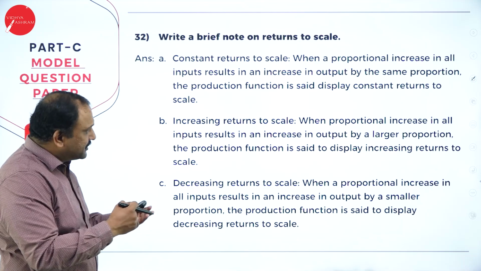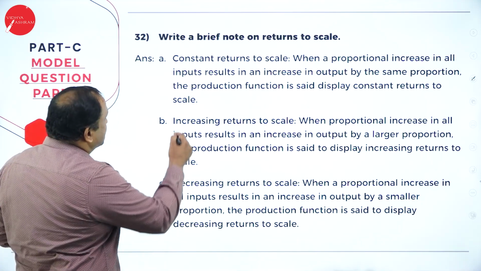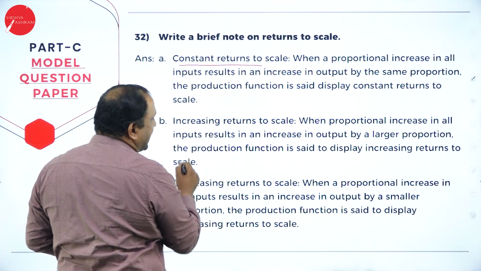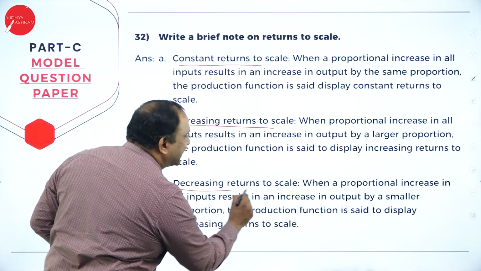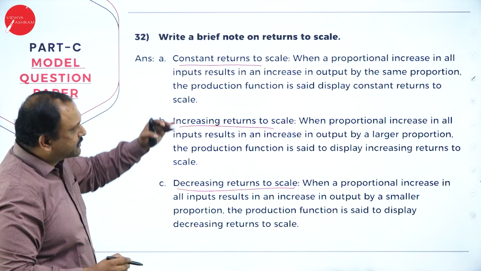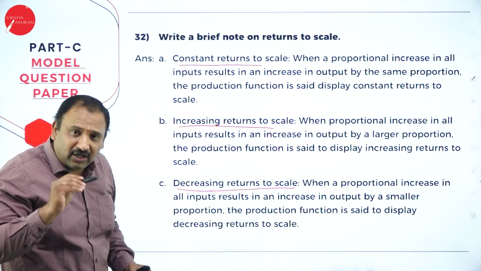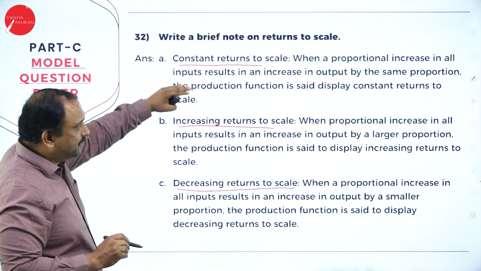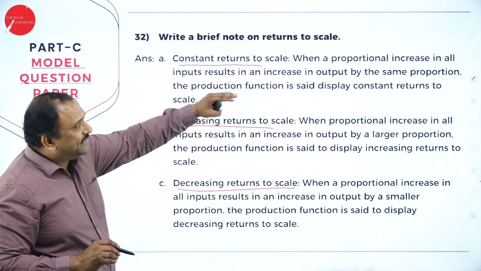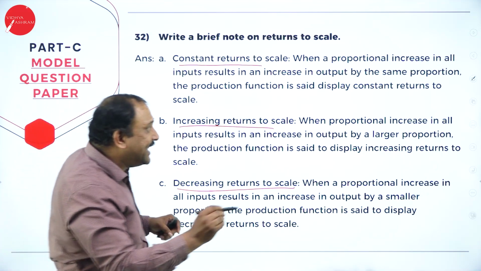Followed by returns to scale. We have the first one, constant returns to scale. Next, we have increasing returns to scale. Then we will have decreasing returns to scale. Now, let's go one by one. What is constant returns to scale? When the proportional increase in input results in an increase of the output by the same proportion.